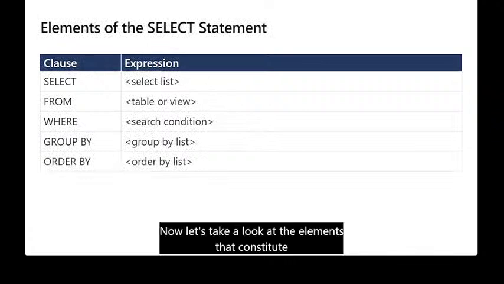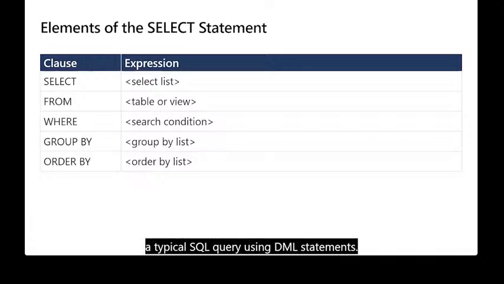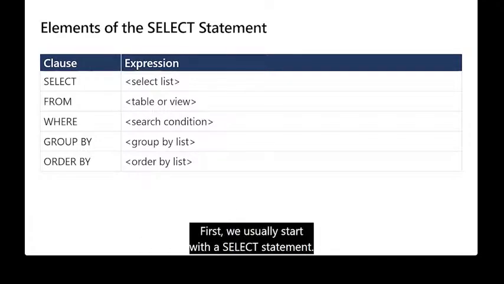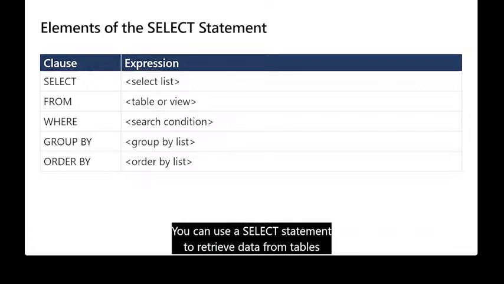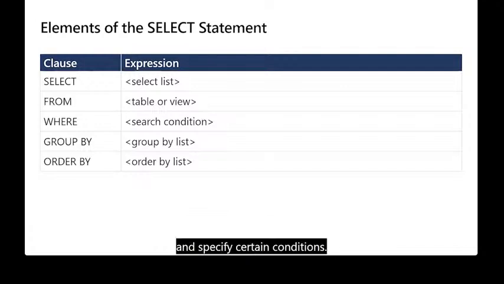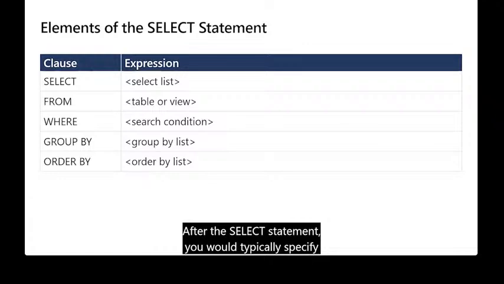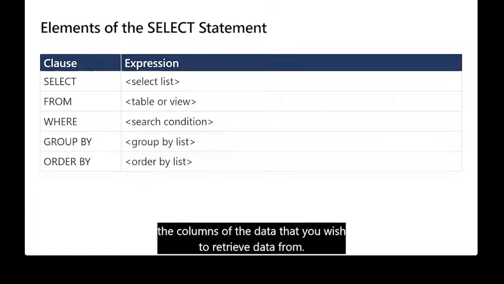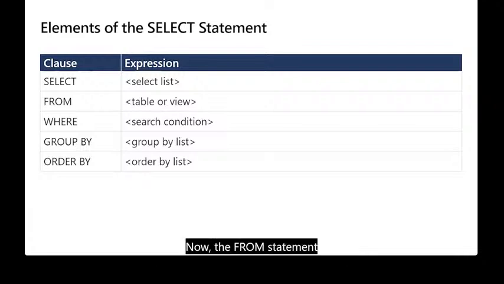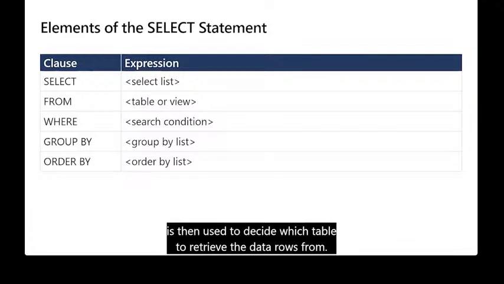Now let's take a look at the elements that constitute a typical SQL query using DML statements. First, we usually start with a select statement. You can use a select statement to retrieve data from tables and specify certain conditions. After the select statement, you would typically specify the columns of the data that you wish to retrieve. The from statement is then used to decide which table to retrieve your data rows from.